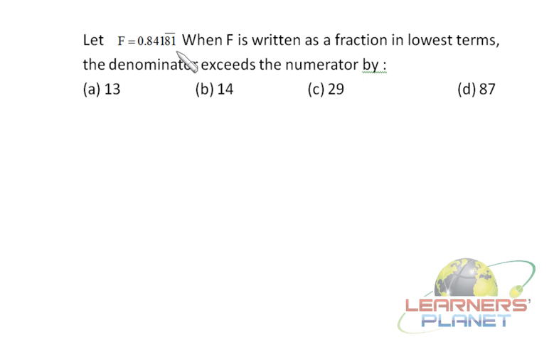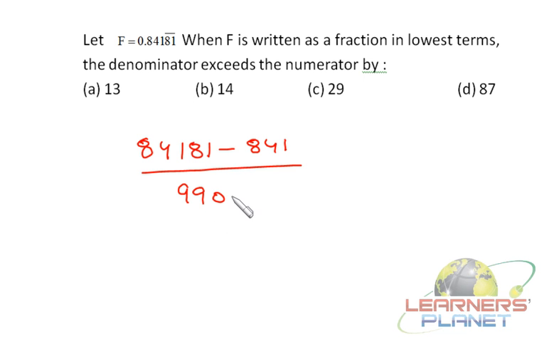Now in this case f is 0.84181 and 81 is having bar. If f is written as a fraction in lowest terms, we have to find out the difference between the numerator and denominator. Now same as the previous problem, it can be written as 84181, that is the complete number, minus the digits which are having no bar, that is 841, divided by nines for these two digits, that is 99, and 000 for 841, so 99000. Now we have to make this calculation.